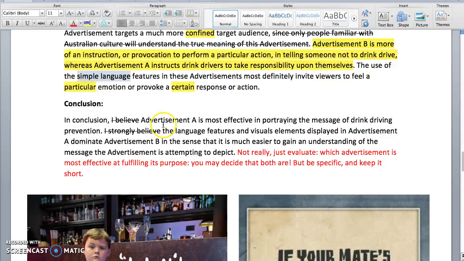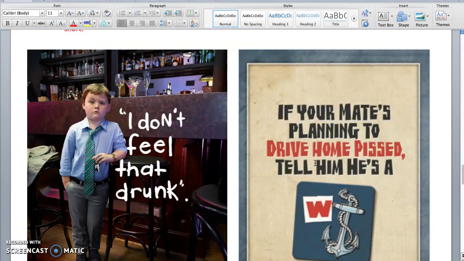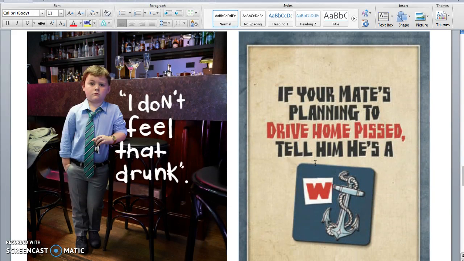Don't use "I believe" or "strongly believe." So this isn't really evaluating. You need to evaluate which advertisement is most effective at fulfilling its purpose. You may think that both are, but you need to be specific. You may need to just repeat or highlight a couple of things that you've already analysed and say this is what makes it the most effective. Keep it short. You just need to back it up with a bit of evidence.